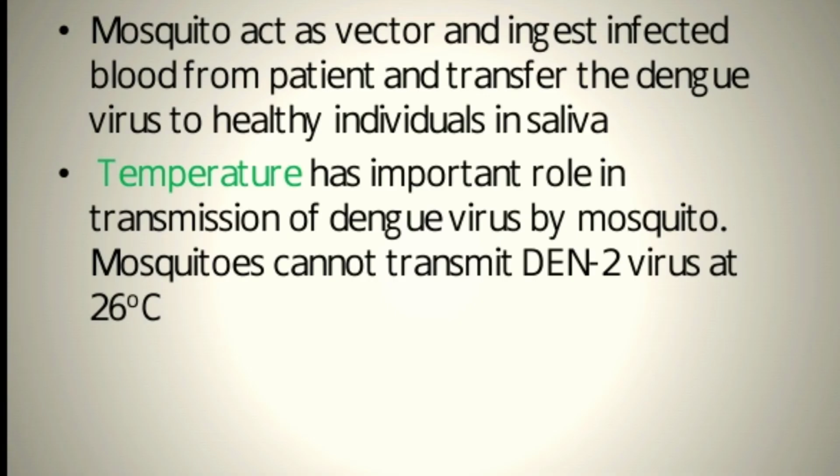Aedes mosquito acts as a vector and ingests infected blood from patients. After 8 to 10 days, the mosquito becomes infective and can transfer the dengue virus to healthy individuals in saliva. The mosquito remains infective for life. Temperature has an important role in the transmission of the dengue virus by mosquito. Mosquito can't transmit serotype 2 virus at 26 degrees centigrade.